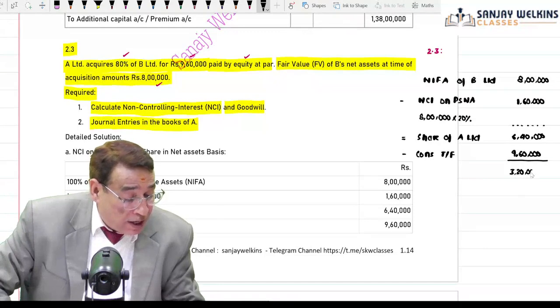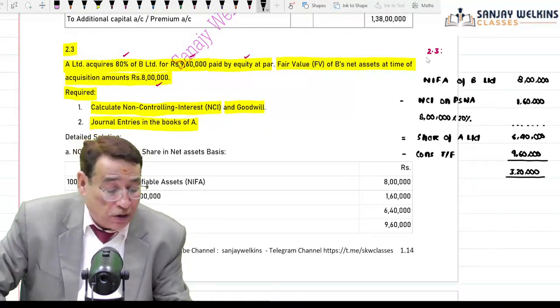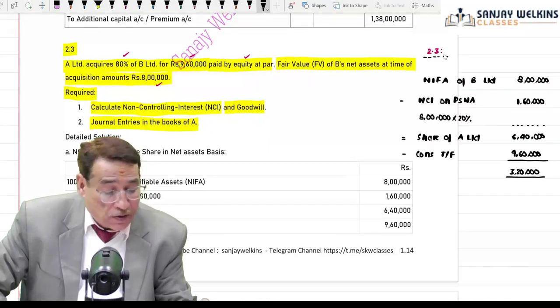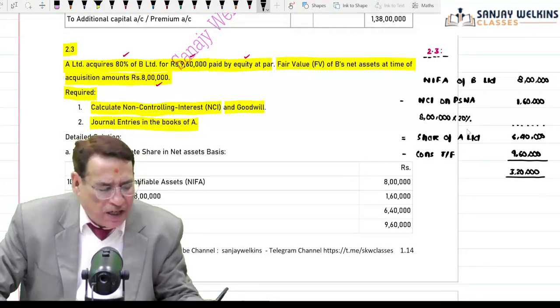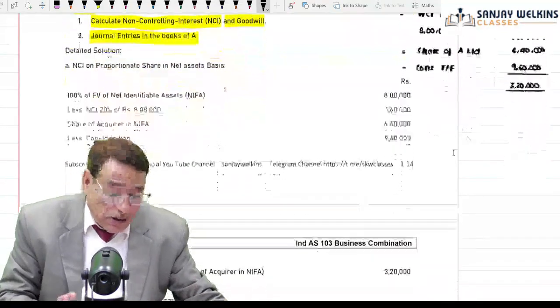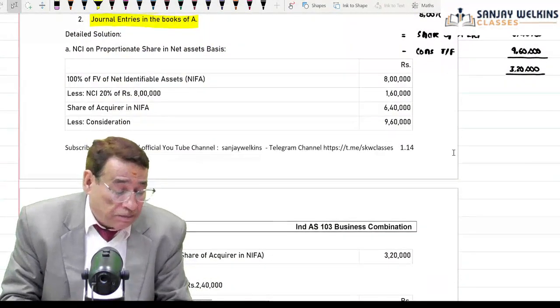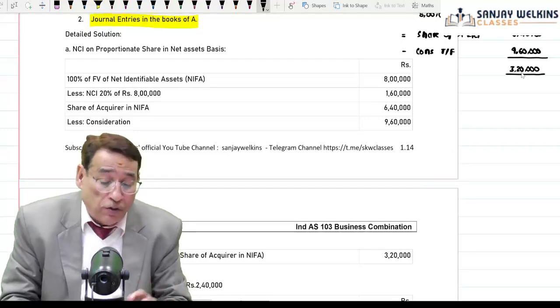Kindly show a bit of patience because I will tell you many more things in this particular question. Our solution is over because the question is simply asking us to compute the amount of goodwill and pass the entry. I can pass the entry also, but correct. This is 3,20,000, no doubt about that.